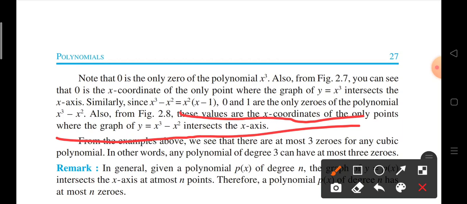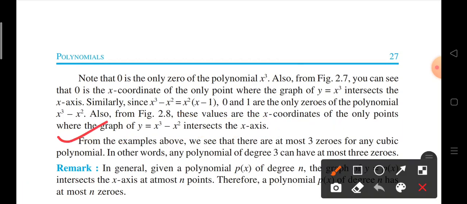Okay, so it has been concluded over here that from the example above we can see that there are at most ज़्यादा से ज़्यादा तीन जीरो हो सकते हैं cubic polynomial के. In other words, any polynomial of degree 3 can have at most three zeros. ज़्यादा से ज़्यादा तीन जीरो हो सकते हैं, उससे ज़्यादा नहीं हो सकते. Means the degree of the polynomial is equal to the maximum number of zeros that polynomial can have.